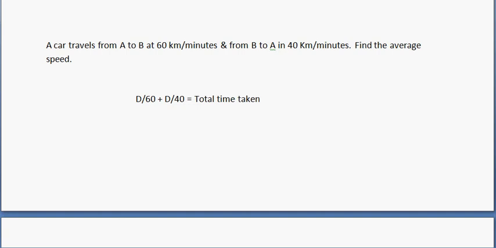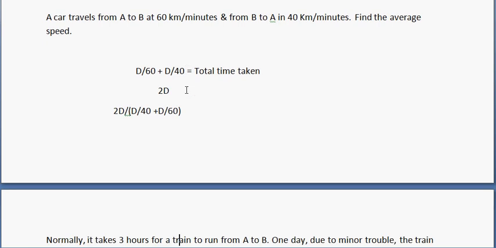What is the total distance? It's 2D, obviously, right? So average speed would be 2D divided by this whole thing, which is equal to 2D divided by (D by 40 plus D by 60). D would get cancelled and you would get an average speed, right? So this is how we do such questions.